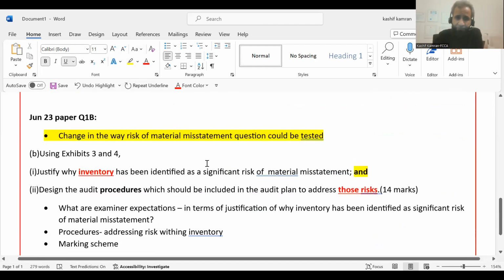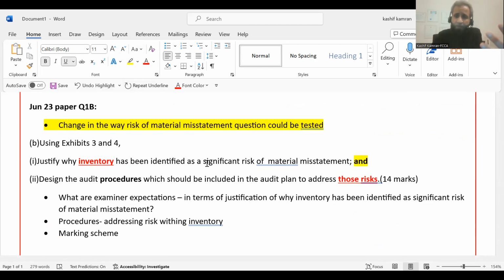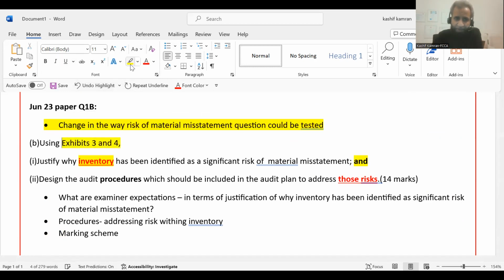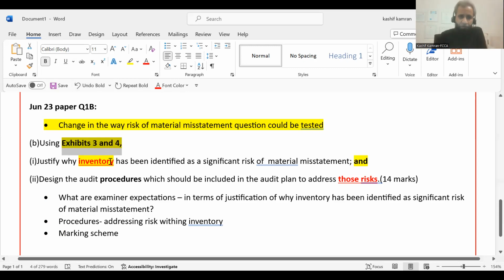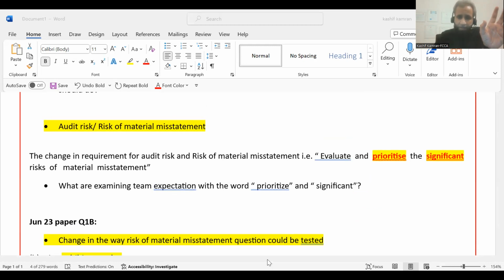We'll be covering that. And then the fourth and the final change in line with the examiner article is the way a risk question could be formulated in a different manner. Just like in the June 23 paper, examiner asked for justify why inventory is a specific or a significant risk of material misstatement. You need to give justifications for that. Each justification will give you 1 mark, and then a procedure on the risk you've identified in inventory. So quite a case-specific question. 3 and 4 exhibit needs to be looked into, and the answer will come from 3 and 4 definitely, because the examiner is saying 3 and 4 and write an answer for 14 marks. So these are 4 changes all of you should be familiar with on your screen now.